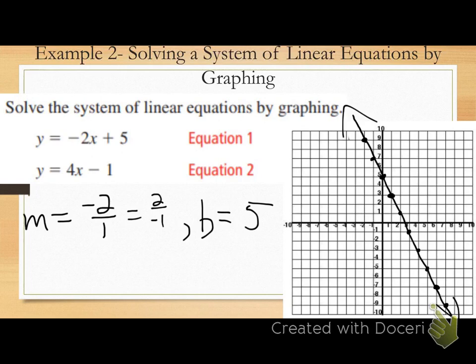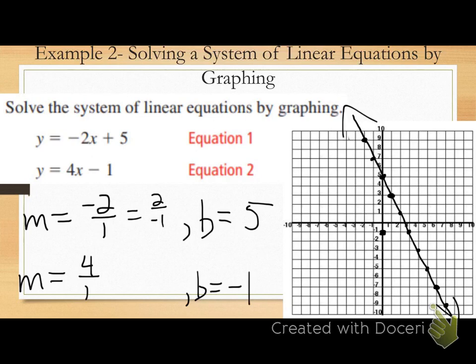Okay, now I got to do the same thing except with equation 2. What's my slope? 4, which is 4 over 1. Y-intercept? Negative 1. So I've got to graph my y-intercept first. Put a point at negative 1 on my y-axis. Now, positive 4 over positive 1, which two directions am I going? How many units? Up 4 and over to the right 1.